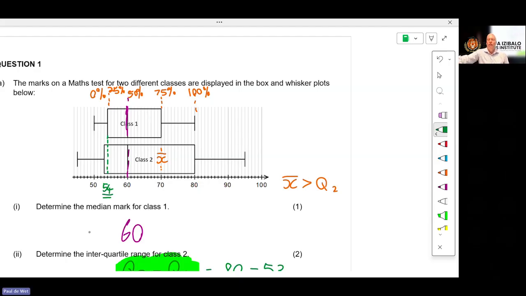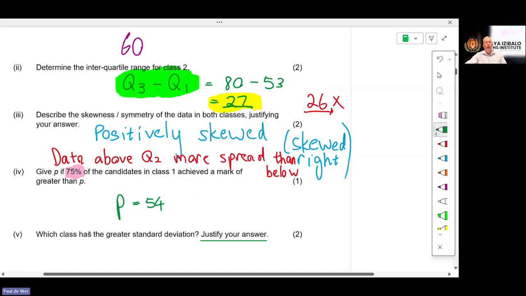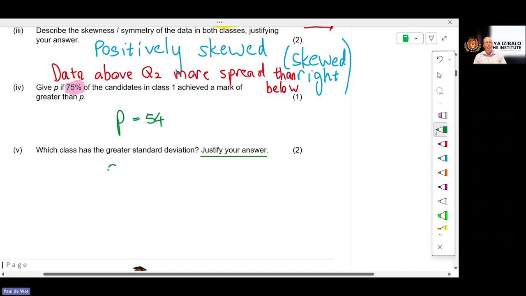Okay, guys, standard deviation tells us about how spread out the data is. Which data is more spread out? Class 2. Class 2 will have a bigger standard deviation, all right? And the reason is because the data is more spread out.